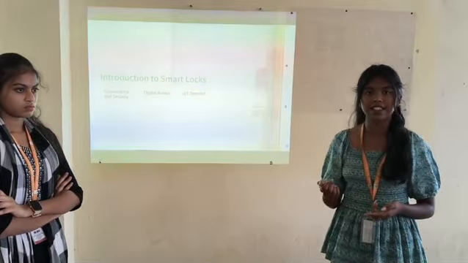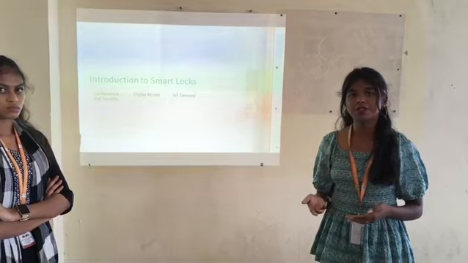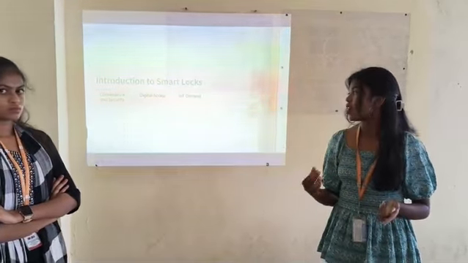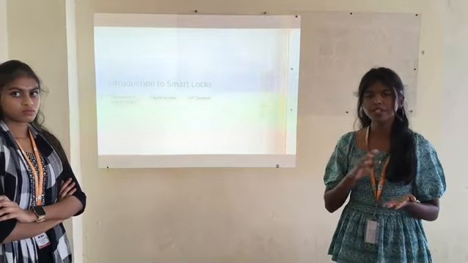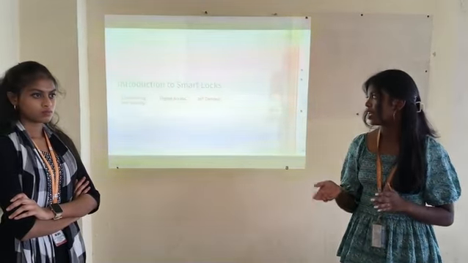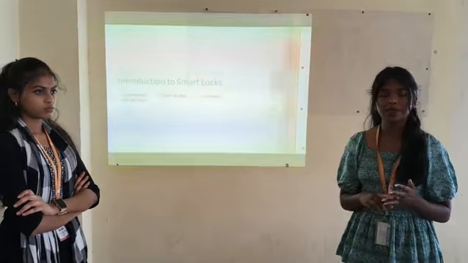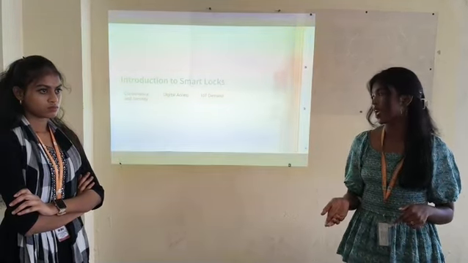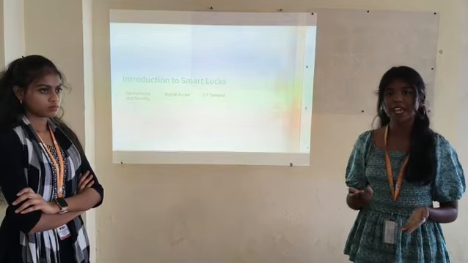Next, digital access. For example, if a friend wants to access your home when you are in a distant place, you can send a digital key to your friend that will be available for hours or months according to your use, and it will expire after that. You can also use unique codes. That code can be used by your friend to access the home, and it can be expired.